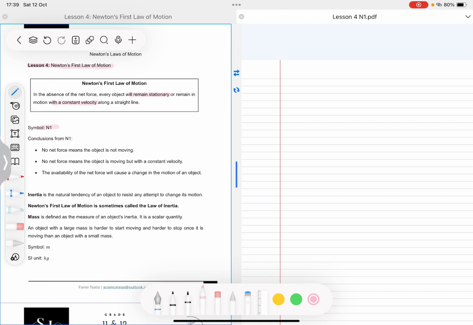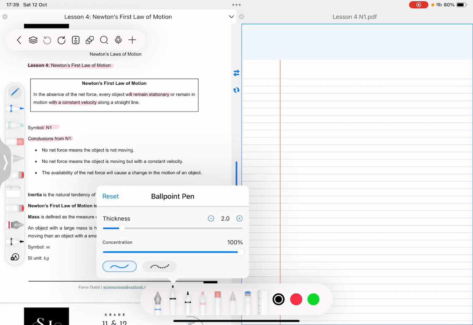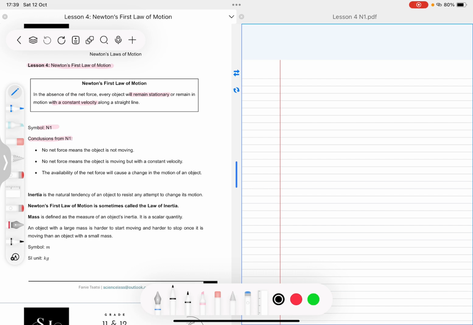Now, what do we learn from Newton's first law? What are the conclusions we can take from this law? The first conclusion is that if there is no net force, the object is not moving. I want you to imagine a situation where we have a horizontal surface, and on this horizontal surface we have a box sitting on the surface. There are no forces applied on the box. It's just sitting there on the horizontal surface.